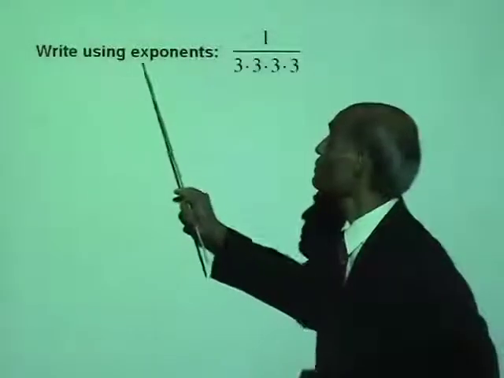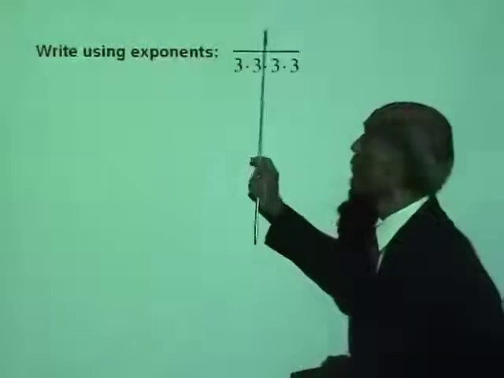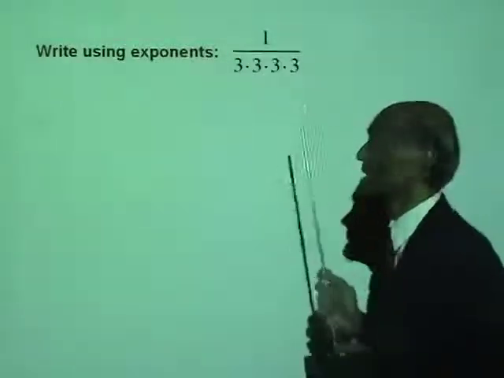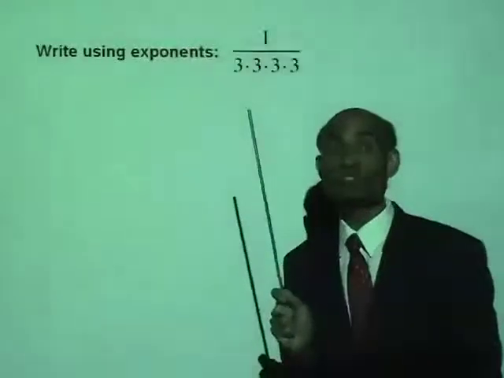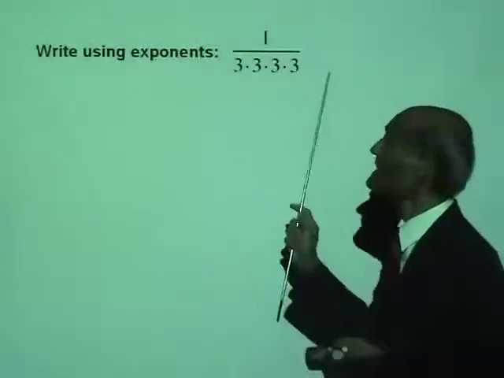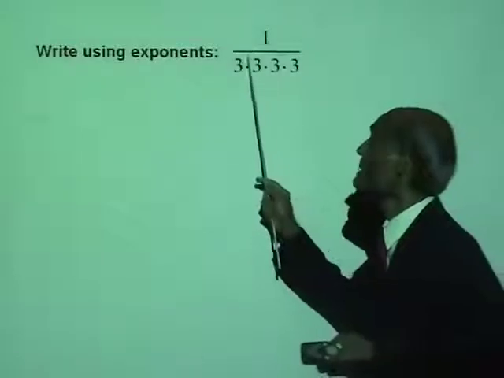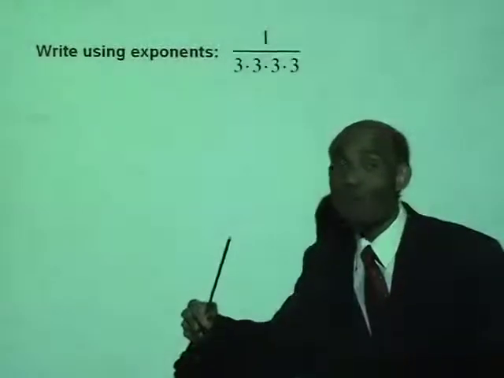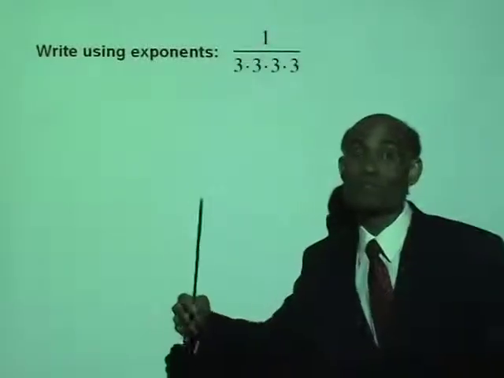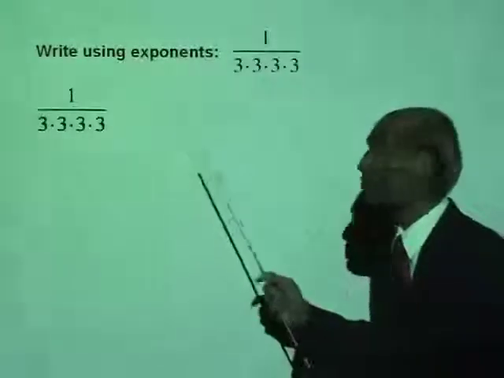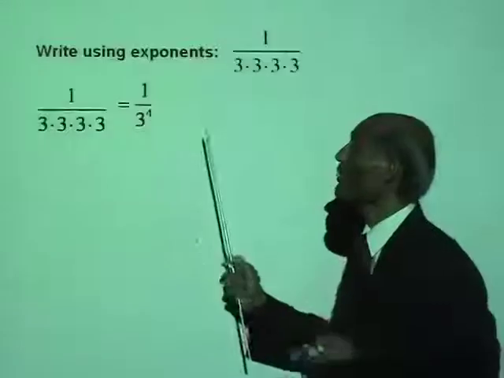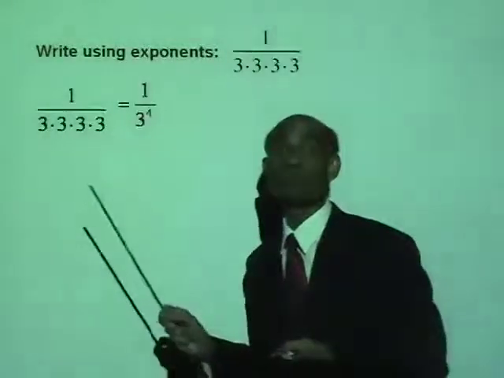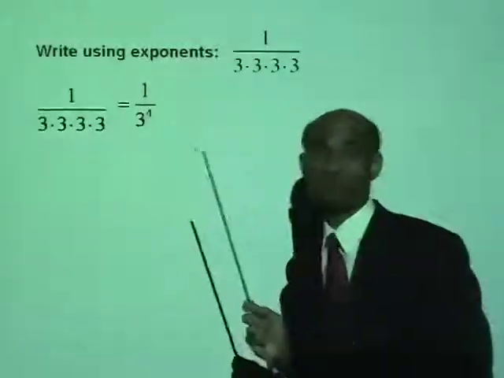Okay, write using exponents 1 over 3 times 3 times 3 times 3. Can you write that using exponents? What is the denominator? The denominator is 3 multiplied by itself 4 times. So that is 3 raised to the power of 4. So 1 over 3 raised to the power of 4 is this.